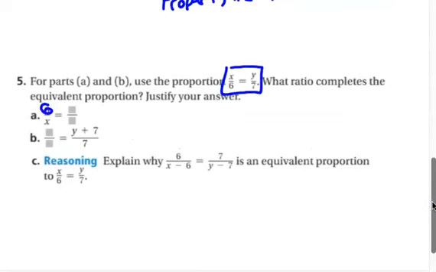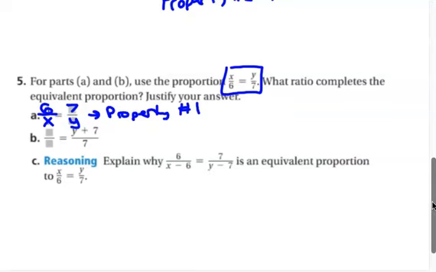They flipped the first fraction, 6 over x. Okay, x over 6 turned into 6 over x. So I'm going to flip the second fraction. It was y over 7. Now it's going to be 7 over y. This is property 1. Okay, property 1 says you can take the reciprocal of both. You can flip the fractions.